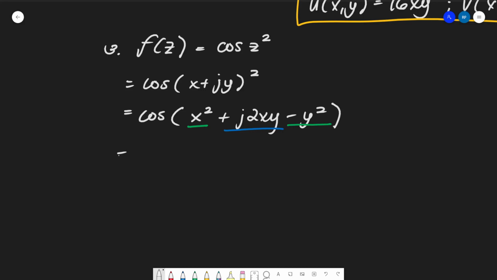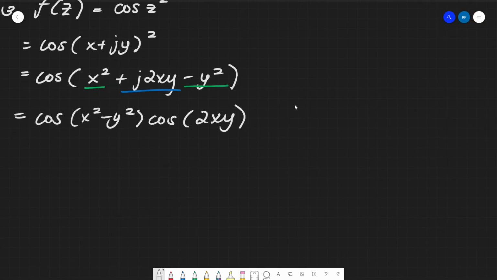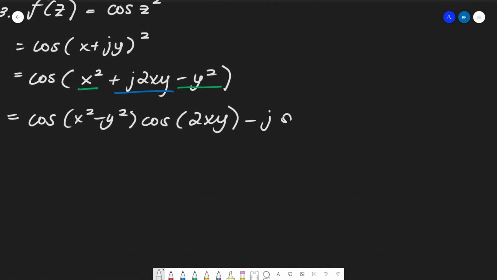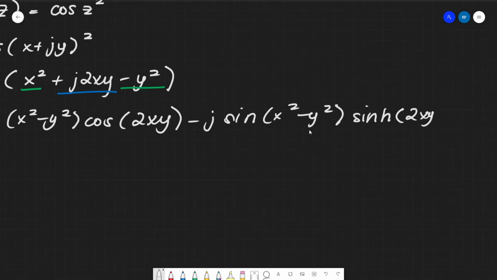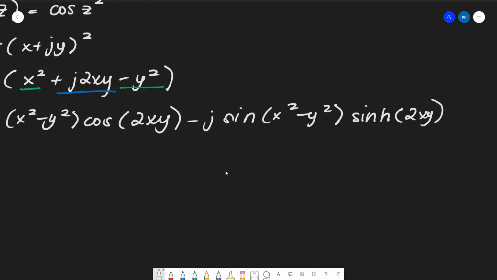So, let's solve. We have here cos x cos y, so we have x squared minus y squared, then cos of 2xy. Then minus j sine of (x squared minus y squared) sinh 2xy. Okay, so we have evaluated it.